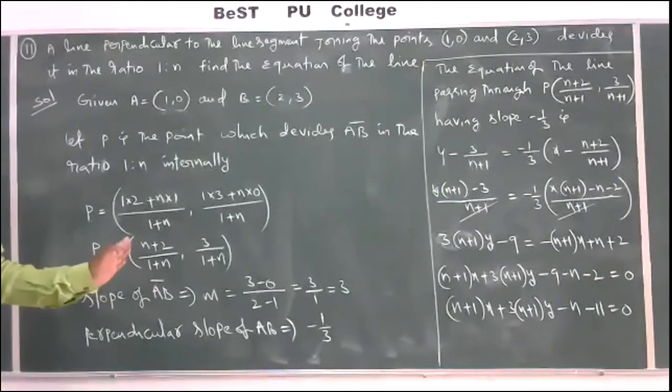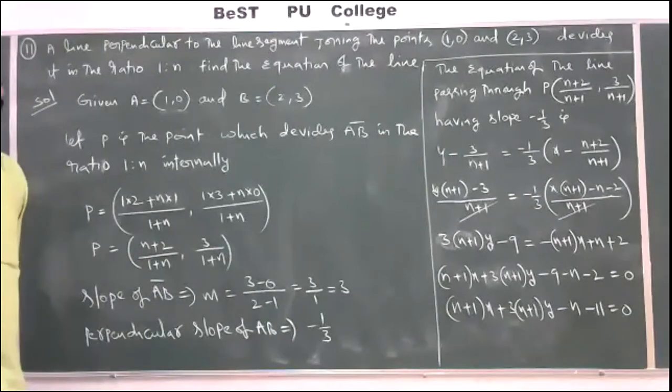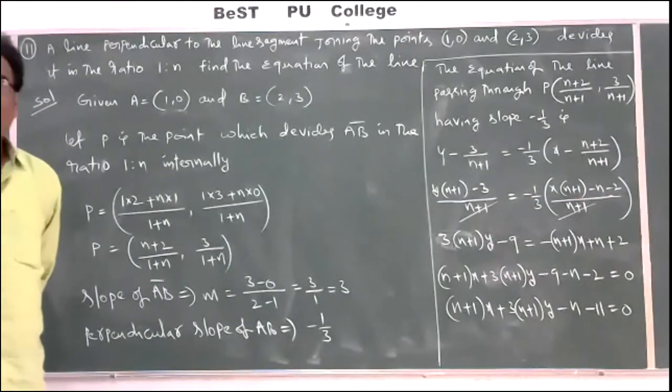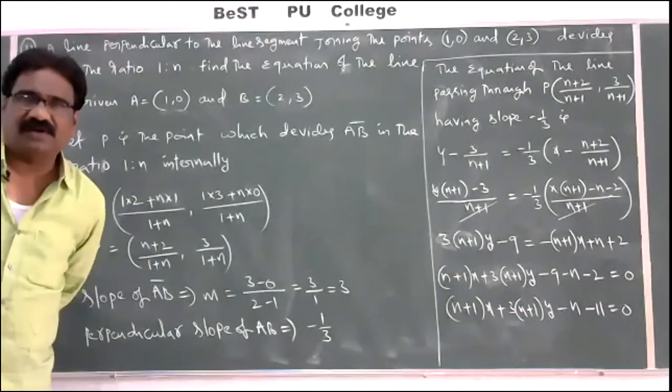So simplification is very, very important here. First, what they required, what they given. First observe the problem.